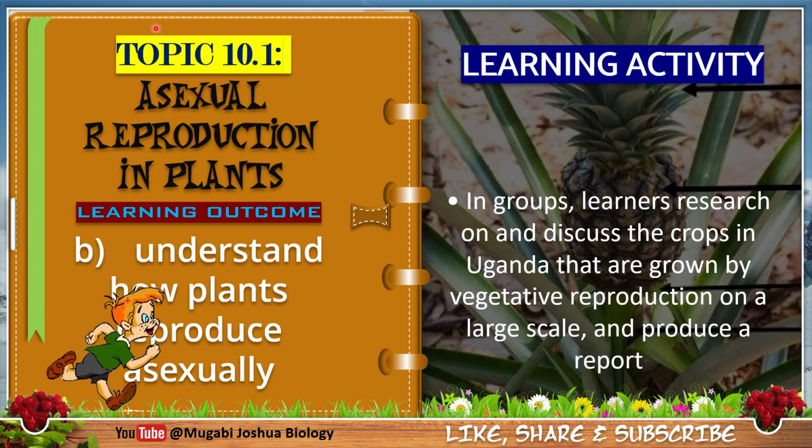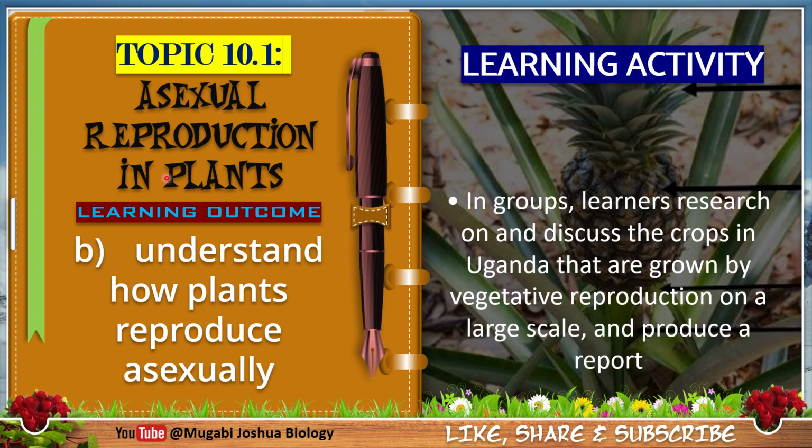Thank you very much for participating in topic 10.1, Asexual Reproduction in Plants. We are looking at learning outcome B: understand how plants reproduce asexually. We have been looking at a learning activity in groups, where the learners researched and discussed the crops in Uganda that are grown by vegetative reproduction on a large scale and produced a report.